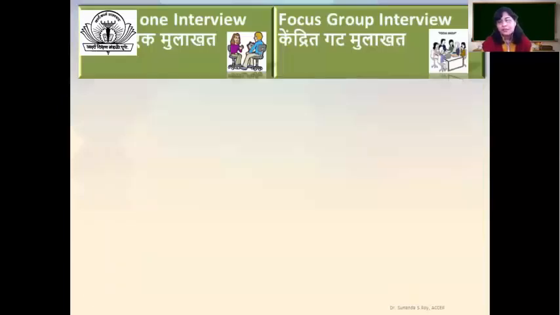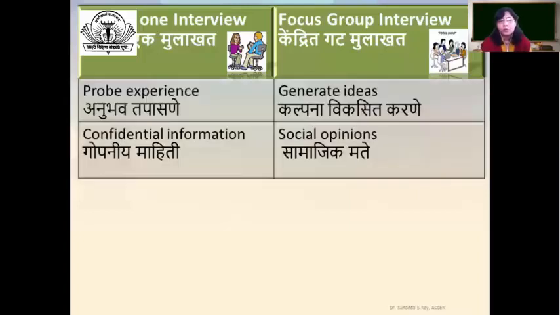There are differences actually between one-to-one interview and focus group interview. So we'll quickly go through what the differences are between one-to-one interview and focus group interview. One-to-one interview is used when you want to probe an experience. So you're interested in the experience of that one particular person, and you want to go into depth regarding that experience. So that's when you use a one-to-one interview. Focus group interview, as I said earlier, is for generating ideas. As they say, two heads are better than one. So you can come up with a number of ideas because you have a number of people in the group.